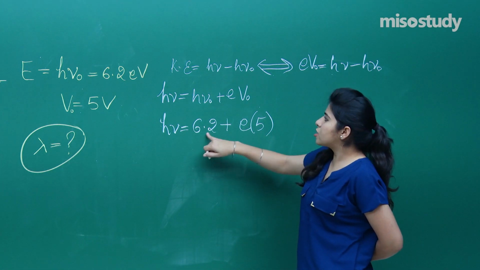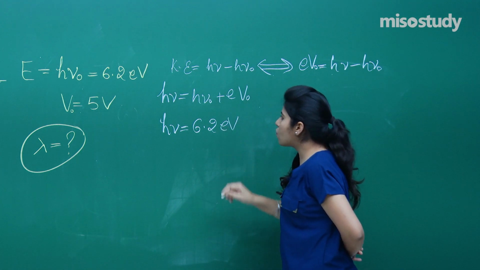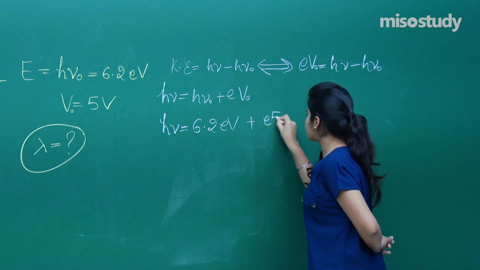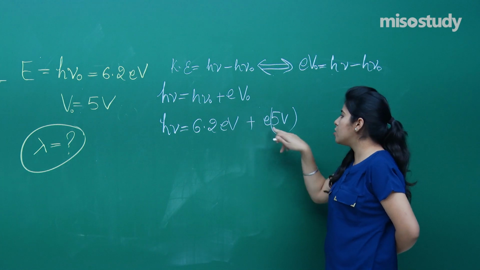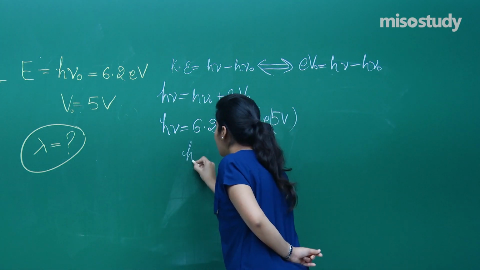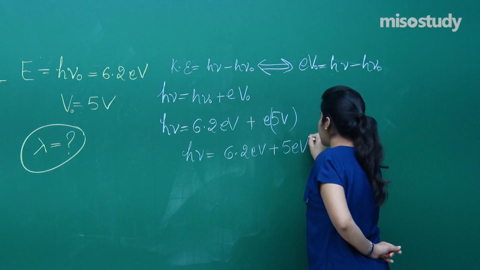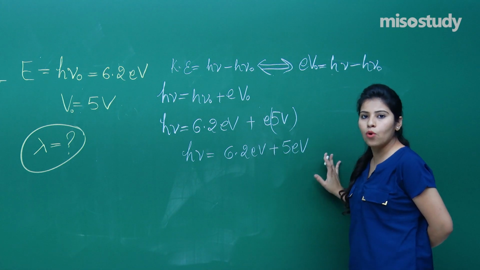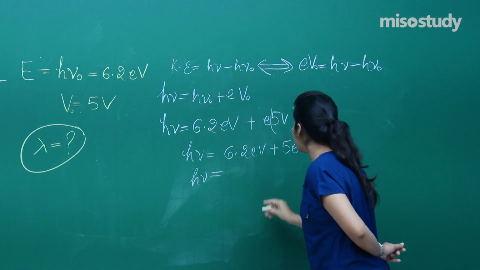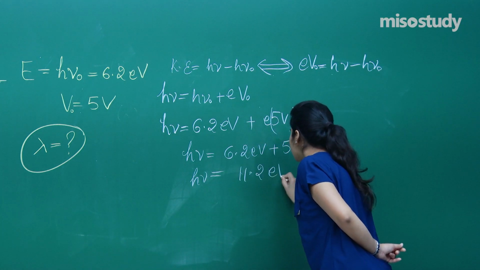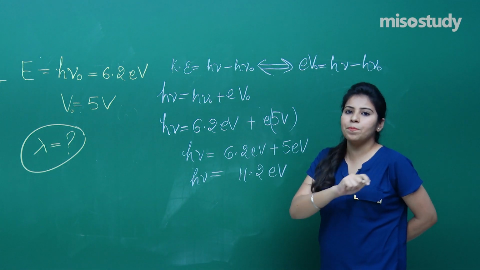So I can write this e as it is, because e is the electronic charge, and V as 5, right? And this 6.2 is in electron volt, plus e into V naught, where V naught is 5 volt. So the unit has become the same, electron volt. So now h nu equals 6.2 eV plus 5 eV. Now add these terms and you will have 11.2 electron volt. Now the question has become very simple for us.